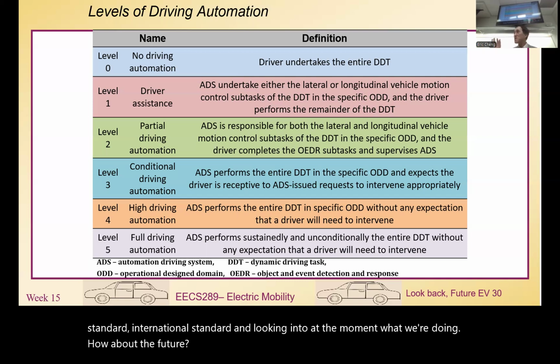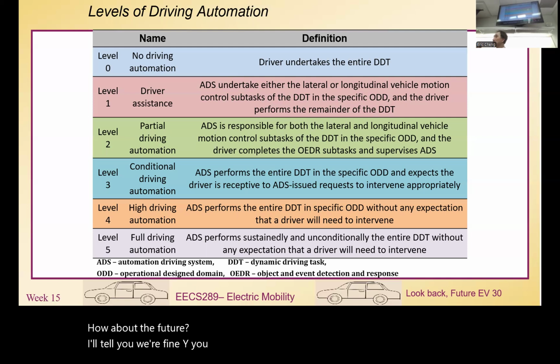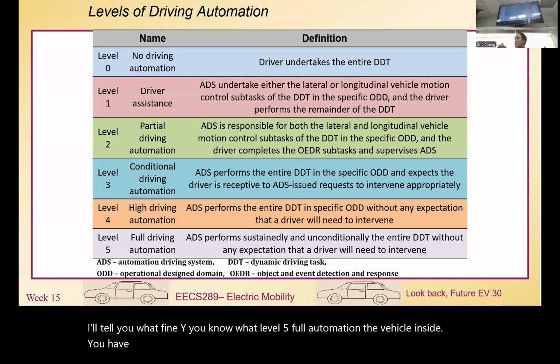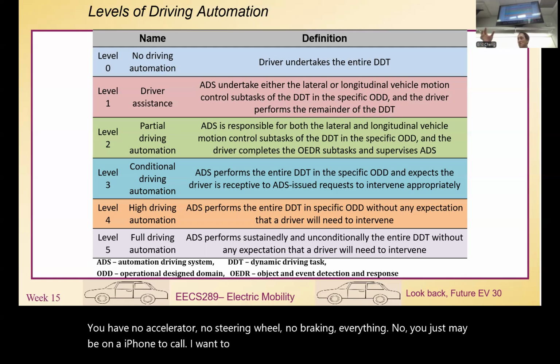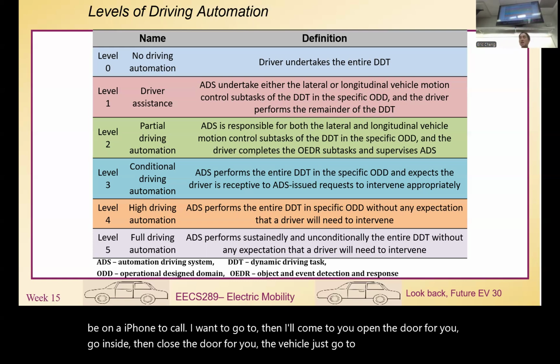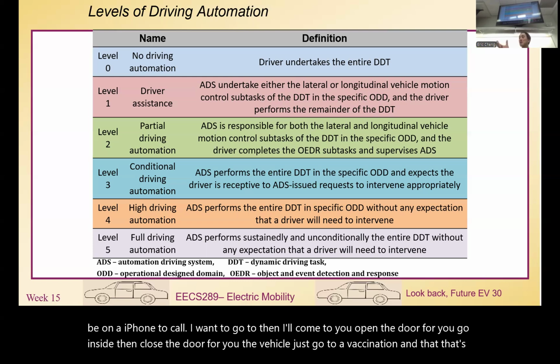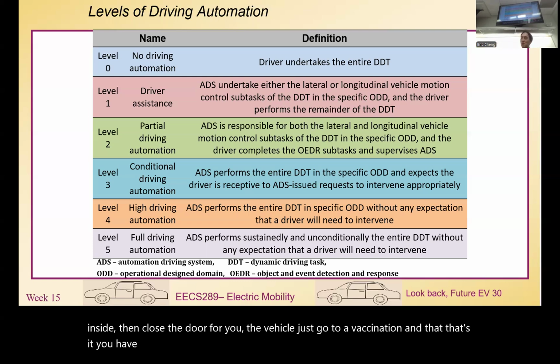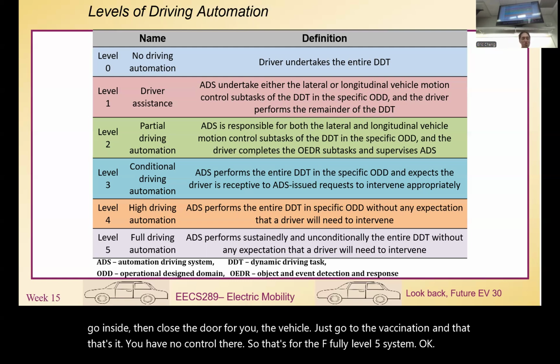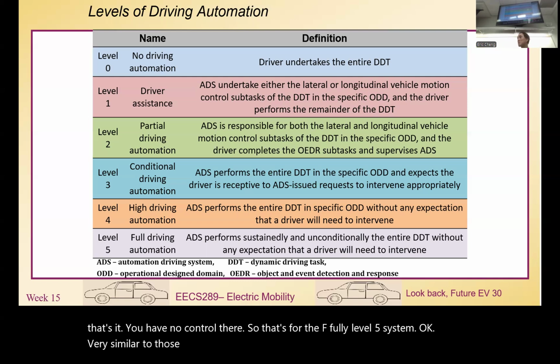After level 5, you know what level 5 is? Fully automated. Inside the vehicle, you have no accelerator, no steering wheel, no braking, nothing. Maybe on an iPhone, you call and say, I want to go to a place, then the vehicle will come to you, open the door for you, you go inside, it closes the door for you, the vehicle just goes to the destination, and that's it. You have no control there. So that's for the full level 5 system. Very similar to those automatic driverless vehicles.